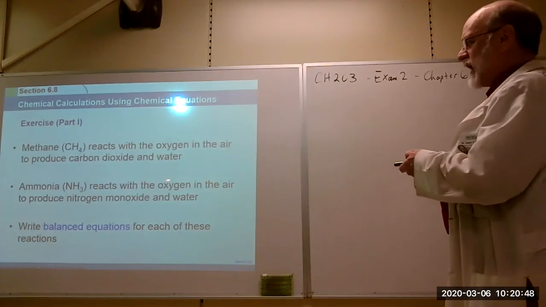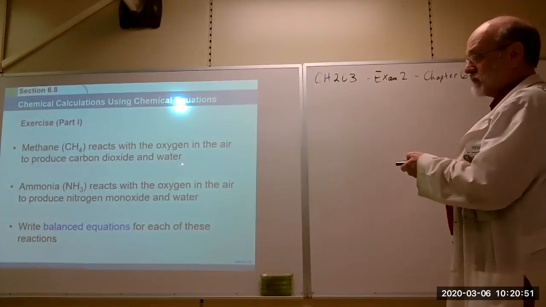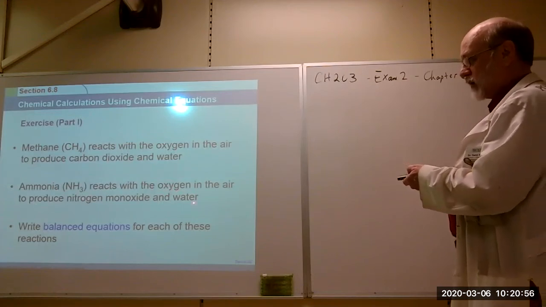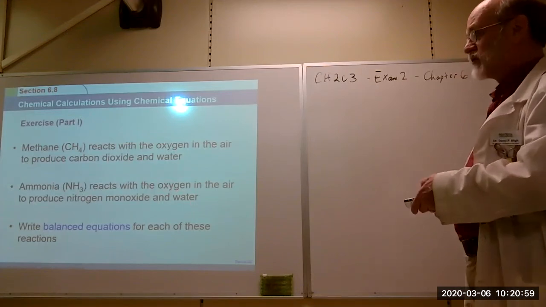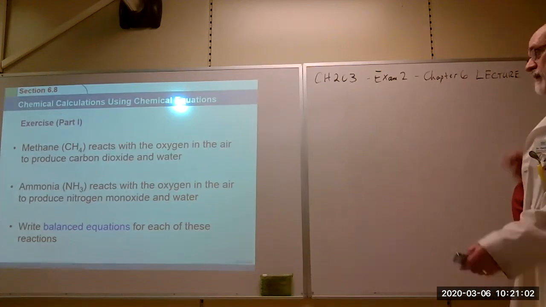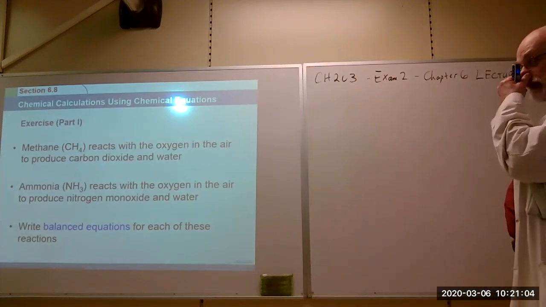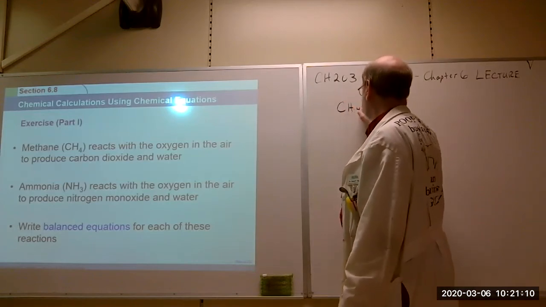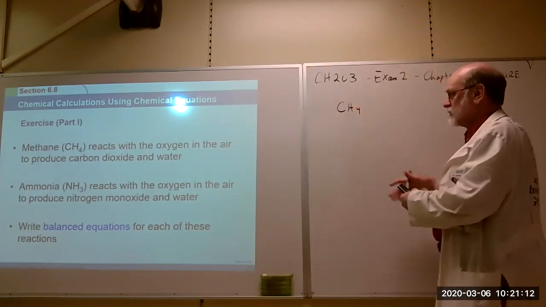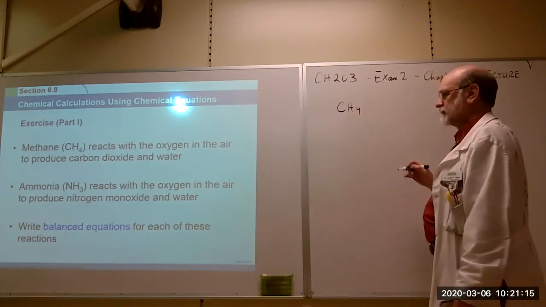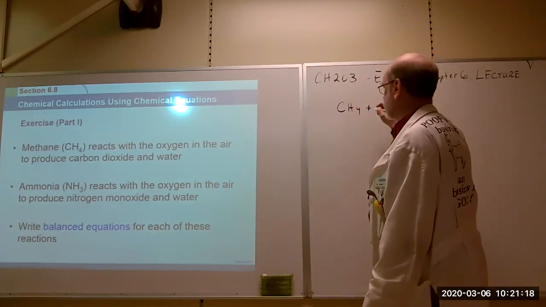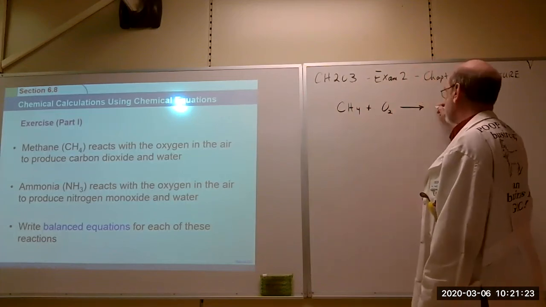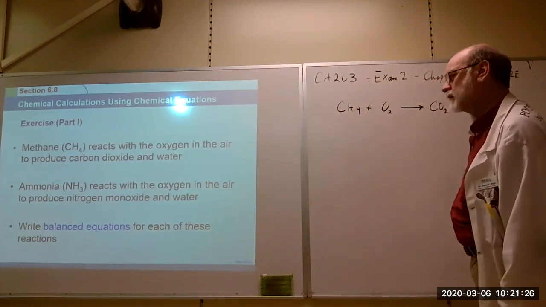So if methane reacts with oxygen in air to produce carbon dioxide and water, and ammonia reacts with oxygen in air to produce nitrogen monoxide and water, write the balanced equation for each one. Right? So this is just part one of the exercise. So let's do methane first. Sometimes after you've done these so many times, you don't even need to set up a budget. But it's always a good fallback position. Methane plus oxygen yields carbon dioxide and water, I think.